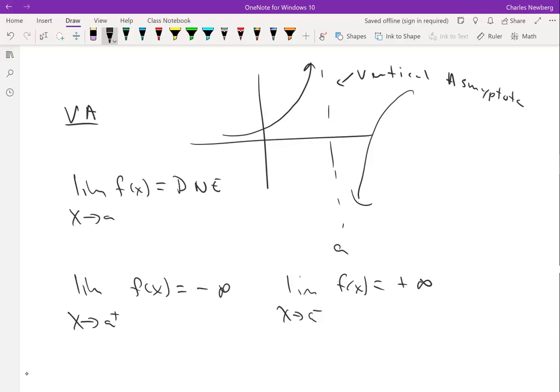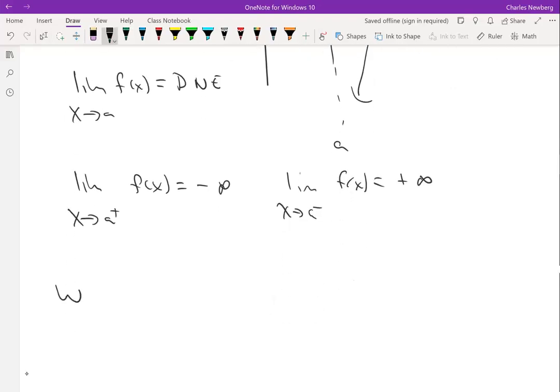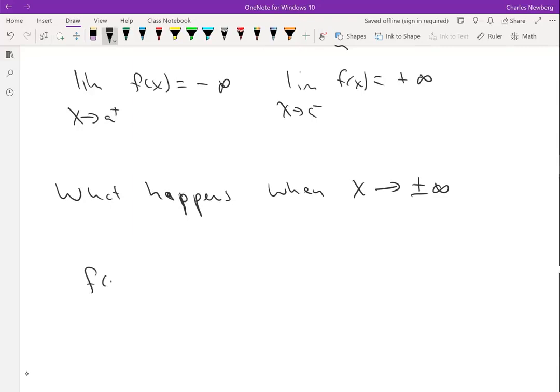All right. So now we want to look at what happens when x either goes to positive infinity, x gets big, or x gets very small. What happens when we go off to the left? What happens when we go off to the right? Let's take a function to begin with. Let's take f of x to be x over the square root of x squared plus 1. We're going to look at this without its graph to begin with.